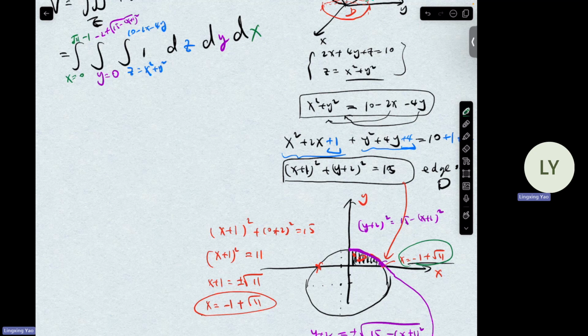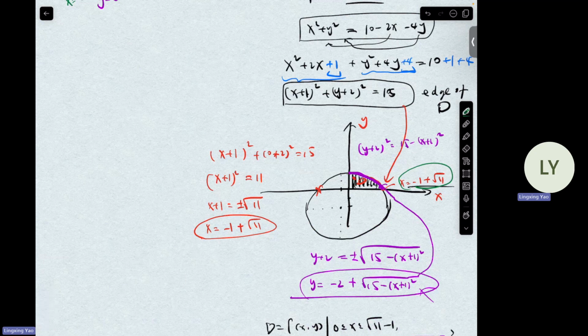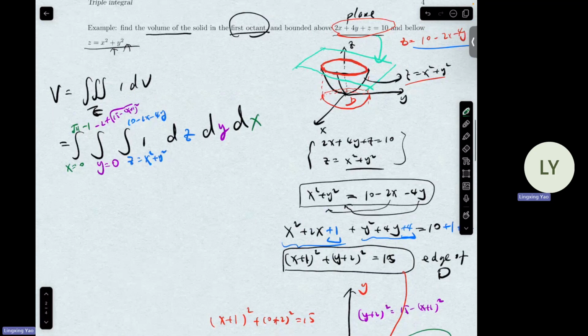So now this one requires quite a bit of analysis and visualization of this surface and volume. You will need to practice to make sure that you know how to carry out those kinds of calculations.